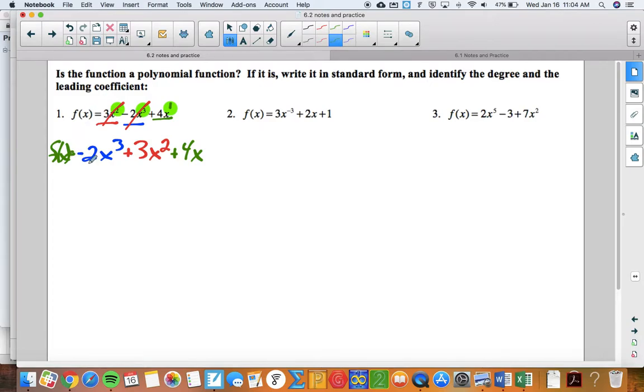Identify the degree. The degree is the highest power, which is 3, or the highest exponent. The leading coefficient is the coefficient tied to that term with the highest power, so it's negative 2. So it's all right here.